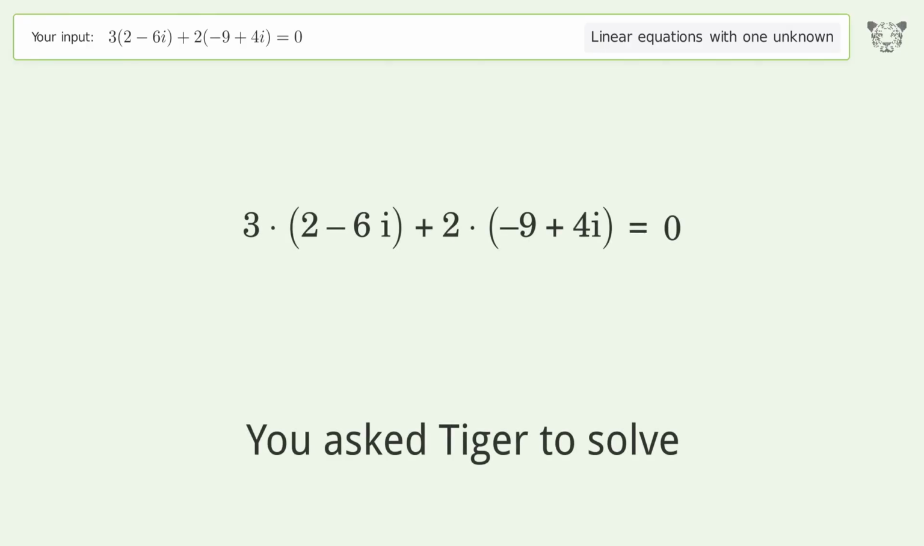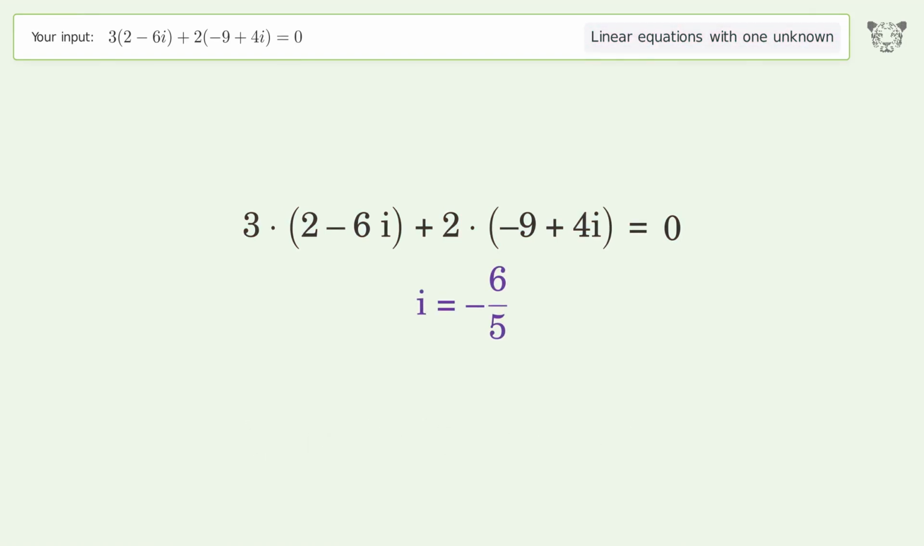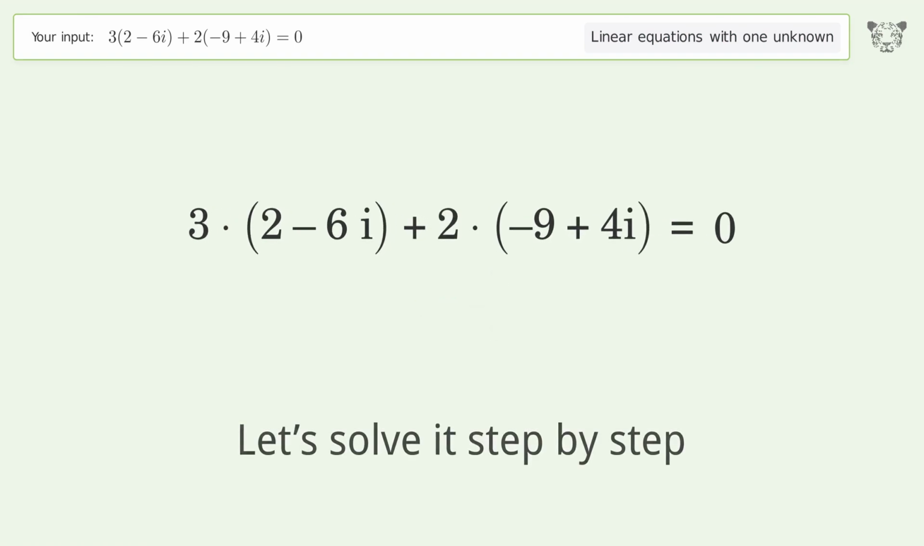You ask Tiger to solve this. This deals with linear equations with one unknown. The final result is I equals -6/5. Let's solve it step by step.